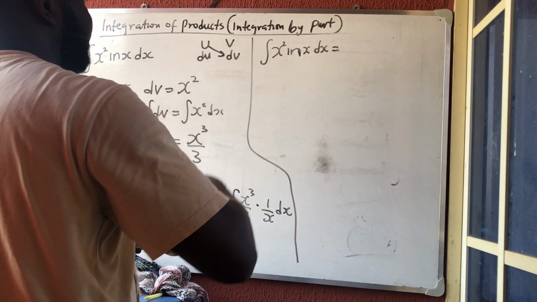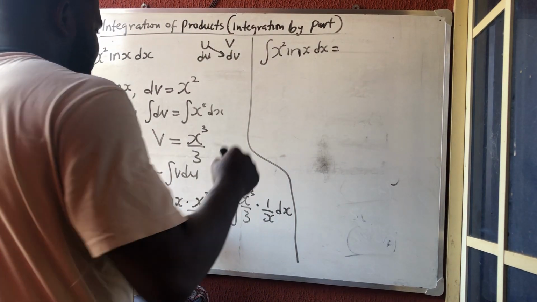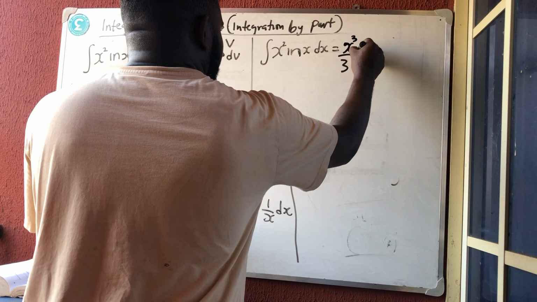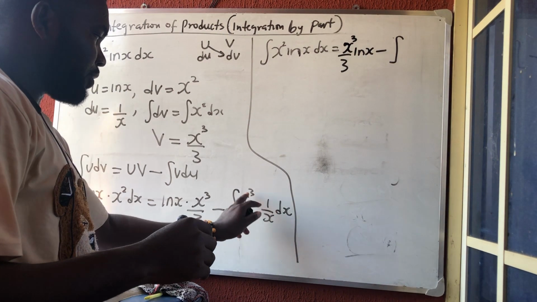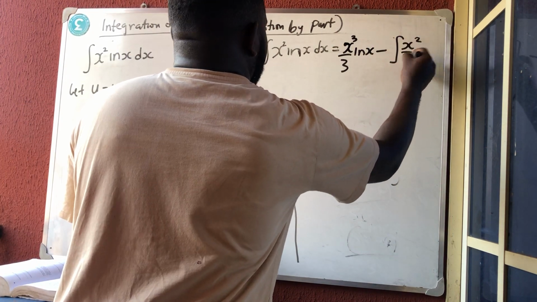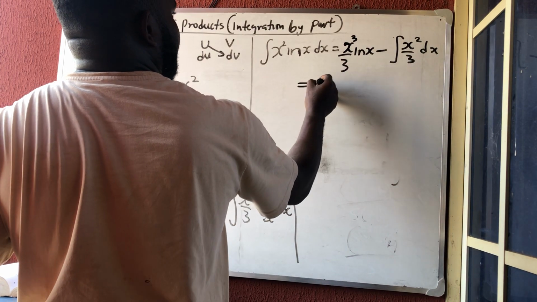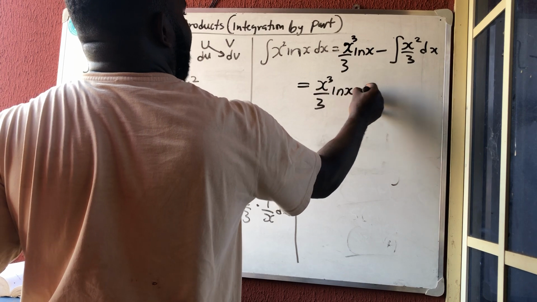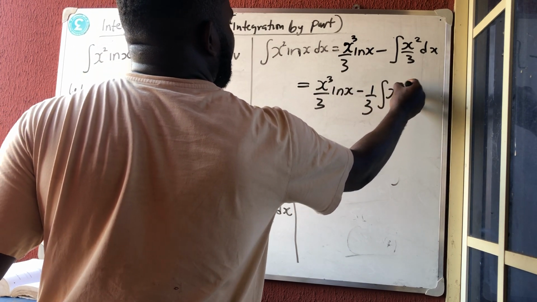So I'm having the integral of this. This time you have x raised to power 3 over 3 ln x minus the integral of, now x can cancel x raised to power 3 to have x raised to power 2 over 3 dx. So you have to integrate this part now to finish up. So I'm having x raised to power 3 over 3 ln x minus, I thought that 1 over 3 can come out, so that I'm only integrating x squared dx.